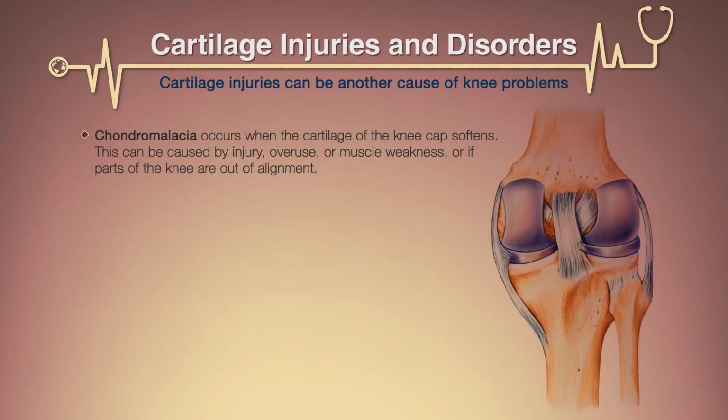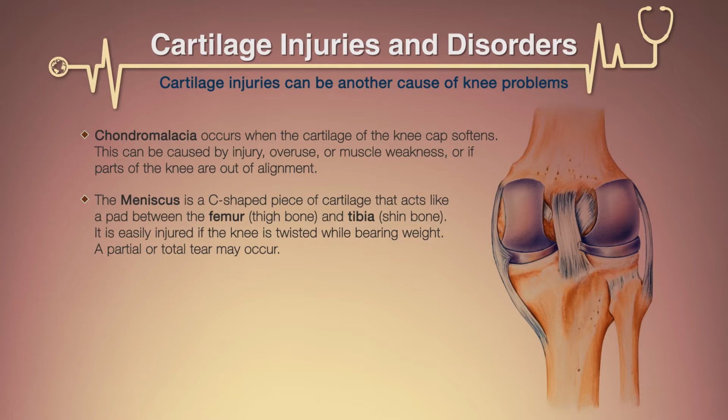Chondromalacia occurs when the cartilage of the kneecap softens. This can be caused by injury, overuse, muscle weakness, or if parts of the knee are out of alignment. Chondromalacia can develop if a blow to the kneecap tears off a piece of cartilage or a piece of cartilage containing a bone fragment.